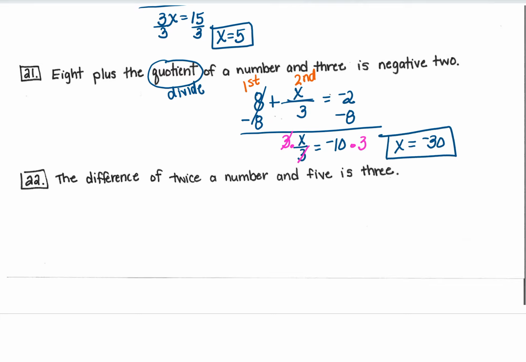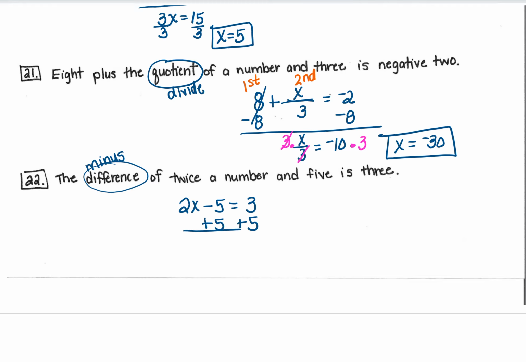Okay, last one. It says the difference. If you're taking the difference of things, you are subtracting those things, or minus. So it says the difference of twice a number and 5. So it's a difference. So twice a number and 5, that difference is 3. And then it's just a simple solve.